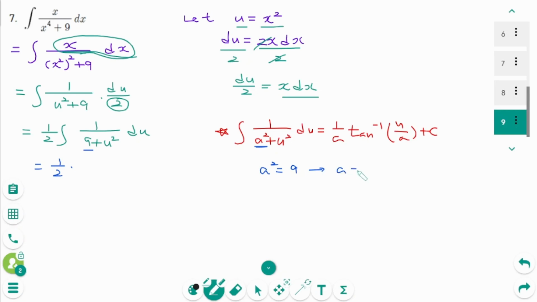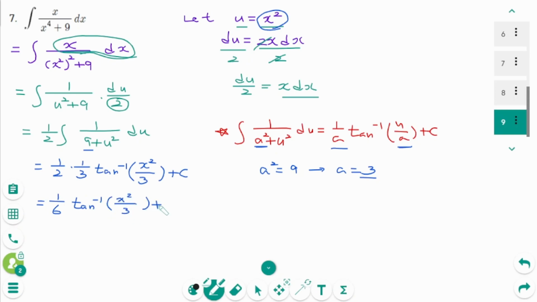That means a is 3. So 1 over a means 1 over 3 arctangent u over a, then u is x squared over a is 3 plus c. The final answer is 1 over 6 arctangent x squared over 3 plus c.